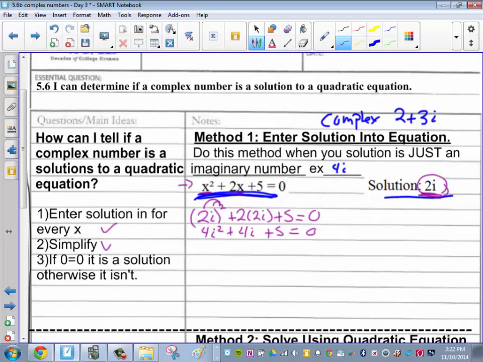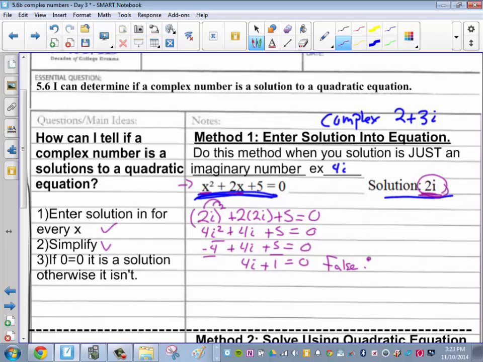Forgot to put my 0 at the end, sorry. I remember my i squared is -1, so I got -4 plus 4i plus 5 is equal to 0. And then I'll bring these two together, so I got 4i plus 1 is equal to 0. So I simplified as much as I can. So is it a solution? Well, the only way it's a solution is if it makes sense. And is 4i plus 1 equals 0? No, that doesn't make any sense. That's false.